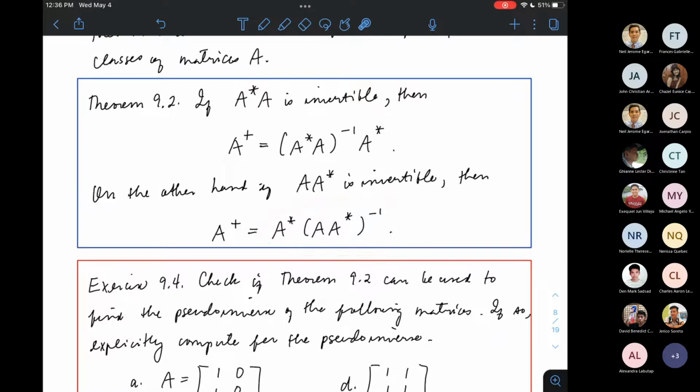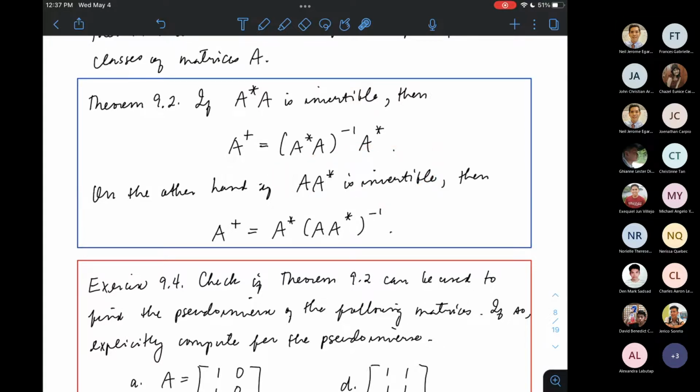Now, if A star A is invertible, A star is not necessarily invertible. So, pwedeng silang dalawa ay parehas invertible. Pag nangyari na silang dalawa ay naging invertible, ito ay magiging equal dito. Pero pwedeng isa lang sa kanilang dalawa yung invertible. So kung sino man yung invertible sa kanilang dalawa, yun yung gagamitin mo para computein yung Moore-Penrose pseudo-inverse.